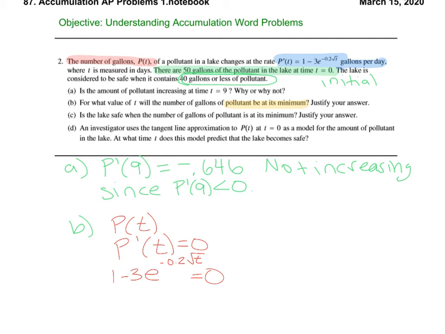So we can do this by hand. If you want to put that into y equals and find the 0, you can. I think this one's actually easier just to go through and do the math, but not 100% by hand. So I'm going to solve for e to the negative 0.2 root T equals 1/3. Take the ln on both sides to get rid of the e. So negative 0.2 root T equals the ln of 1/3. Divide.